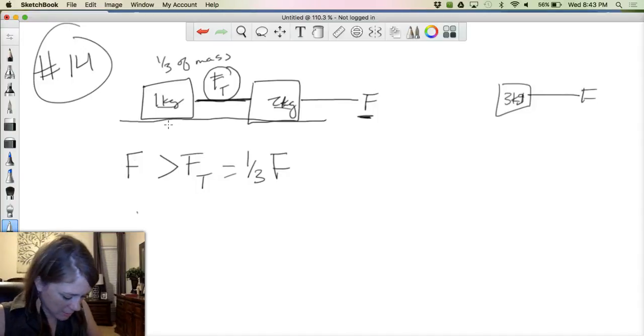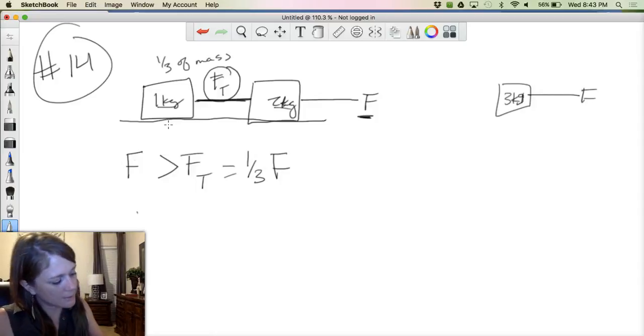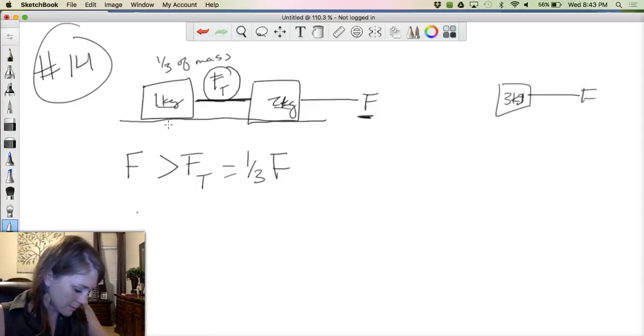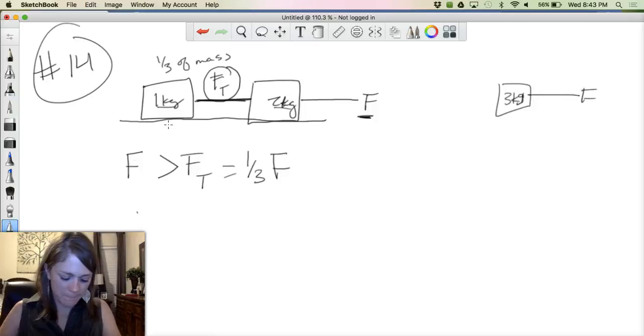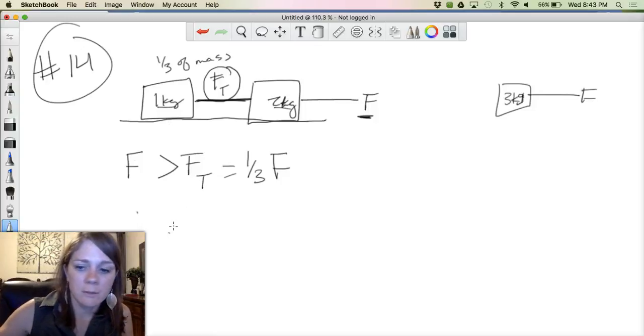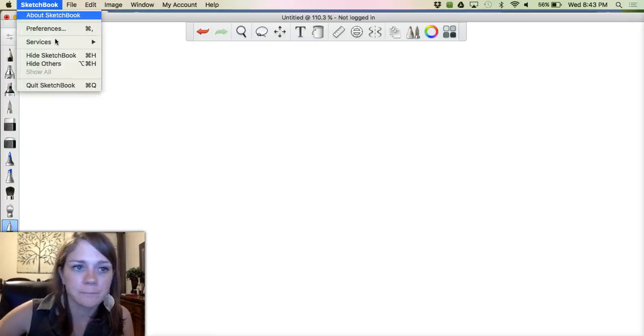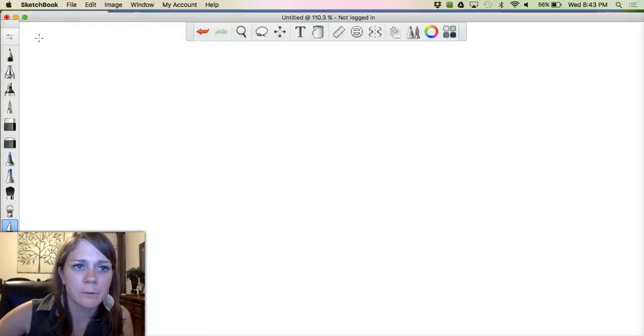Shannon wants us to look at number 18. That is, oh, that's our graph one. So let's look at number 18.